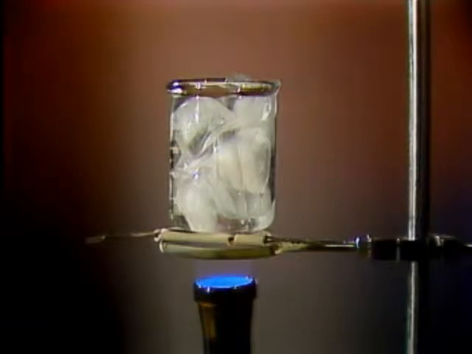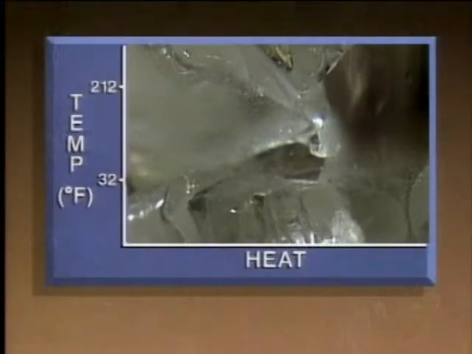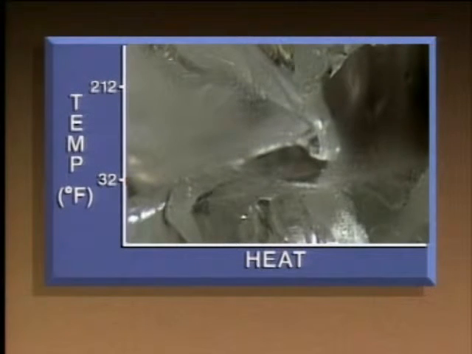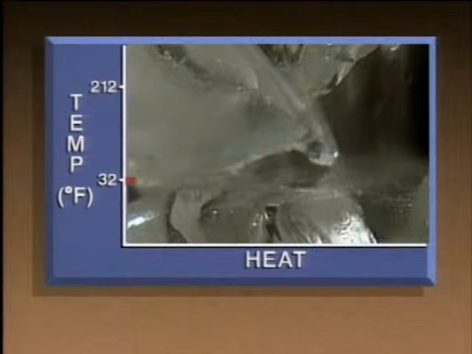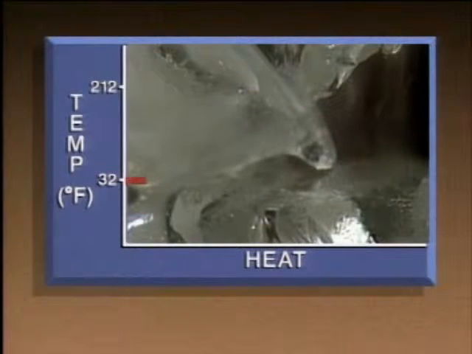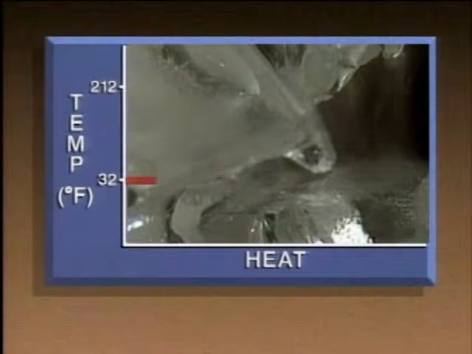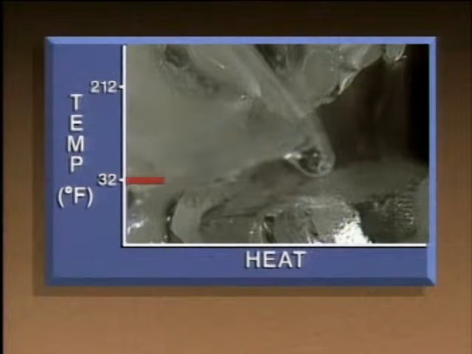We'll heat a beaker of ice to demonstrate phase changes and latent heat transfer. We'll also use a graph to show the relationship between temperature and heat. The ice is melting, but at first the temperature stays at 32 degrees Fahrenheit. Latent heat is being absorbed by the ice.